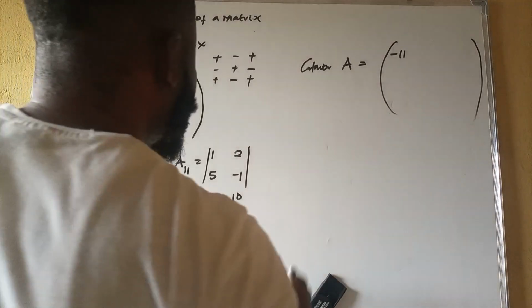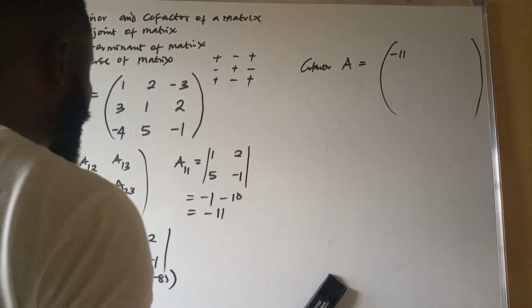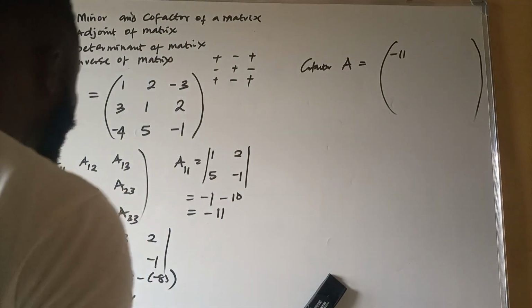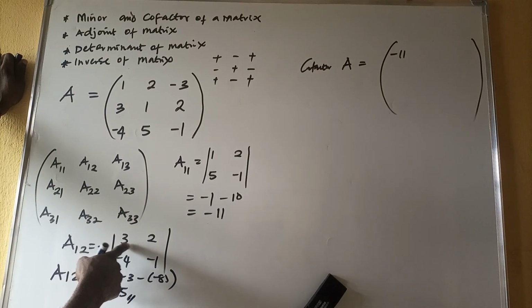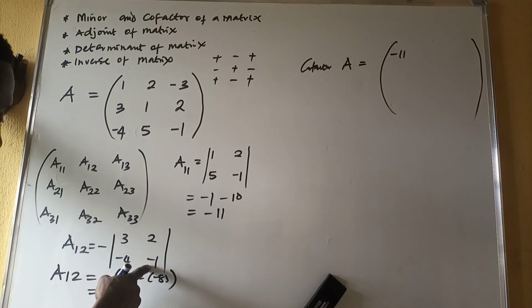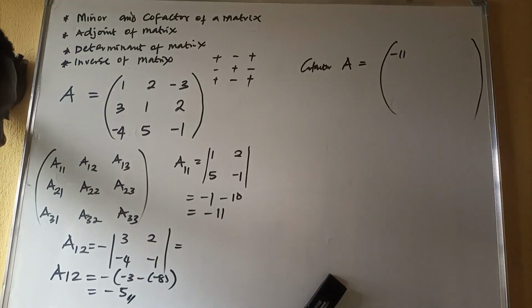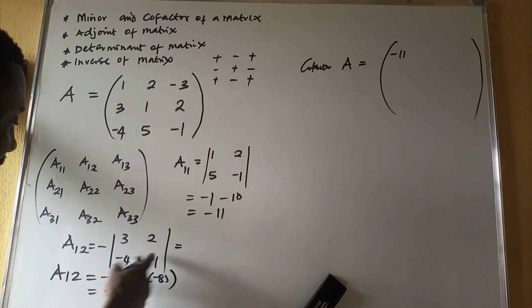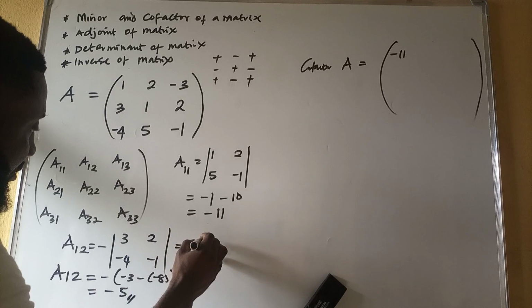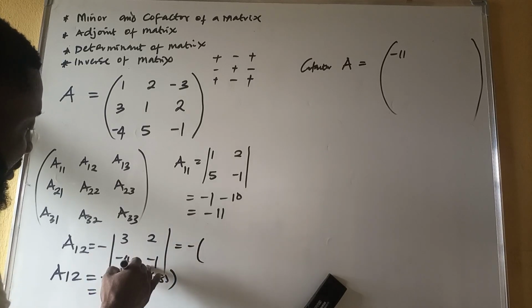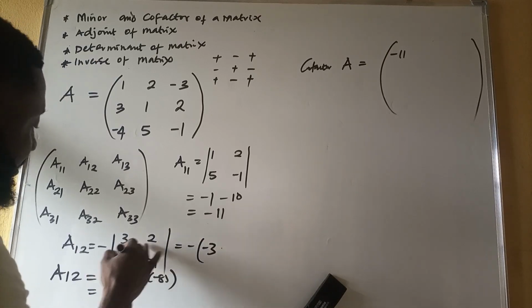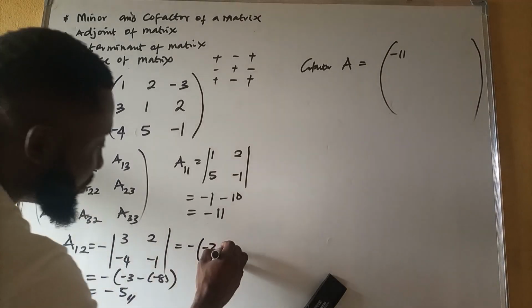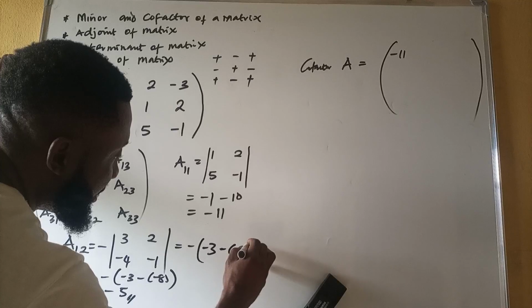So up here, this point is going to give us minus 5. What I did is I said this times this gave me minus 3, and this times this is minus 8. Since we are subtracting, it will be minus 8.